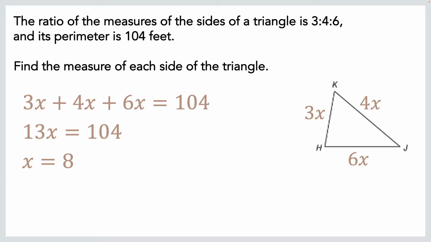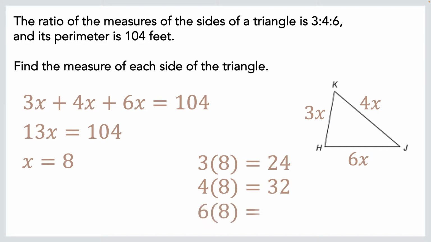All right, almost done. Now we just have to plug that 8 back into each of the sides. So 3 times x, 3 times 8, is 24. 4 times 8 is 32, and 6 times 8 is 48. Those are the sides of the triangle with a ratio of 3 to 4 to 6 that add up to 104 feet.